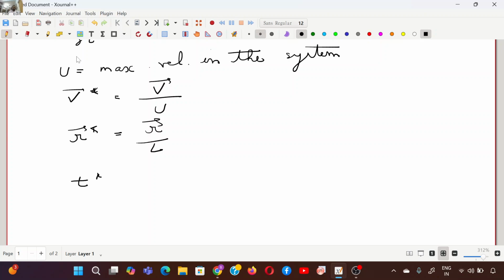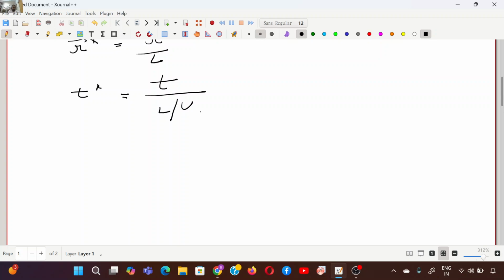See, we know L, we know U. L is meter or displacement. U is velocity, meter per second. So if you divide L by U, you will get unit of second, that is unit of time. So you can non-dimensionalize using that. T star is t by L by U.